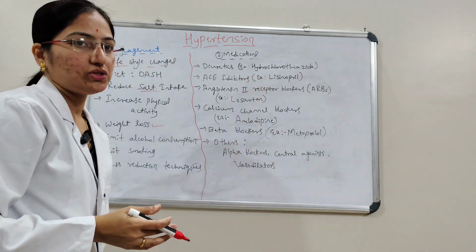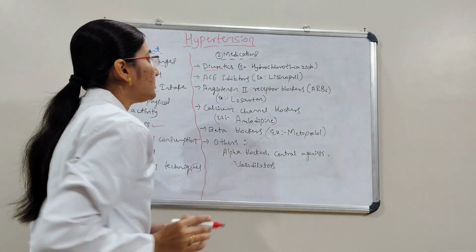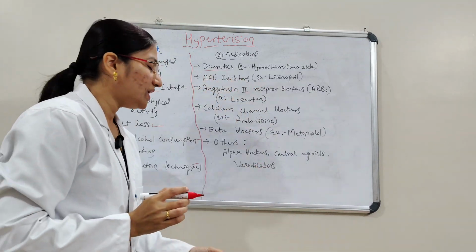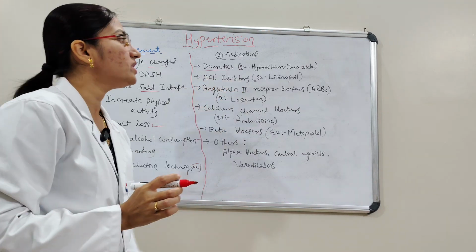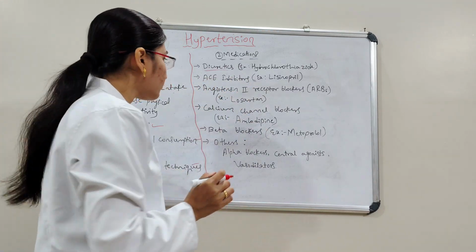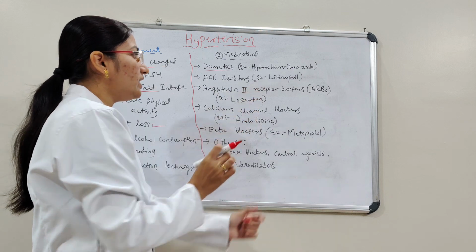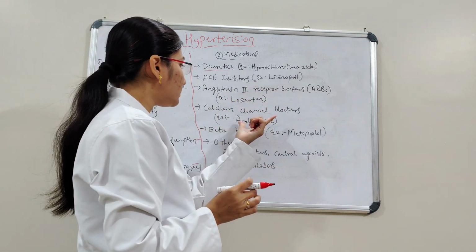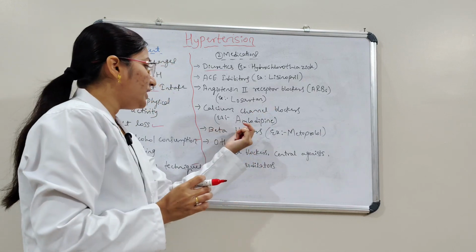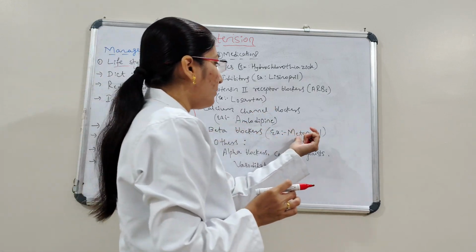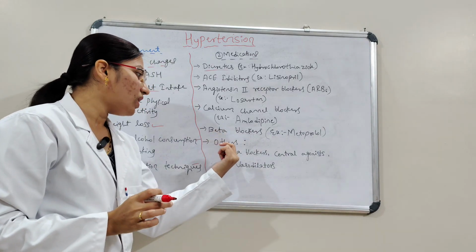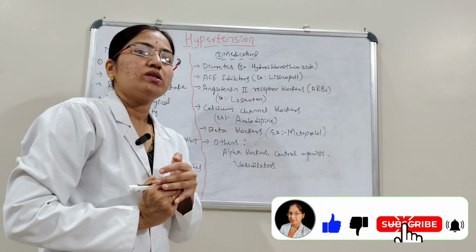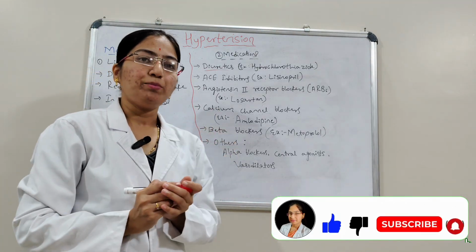Next we'll see the medications. Here diuretics, for example, hydrochlorothiazide, and then ACE inhibitors, that is angiotensin converting enzyme inhibitors, for example lisinopril, and then angiotensin II receptor blockers, for example losartan, and then calcium channel blockers, for example amlodipine, and then beta blockers, for example metoprolol, and then other drugs, that is alpha blockers, central agonists, and vasodilators can be recommended. This is all about the management of hypertension.